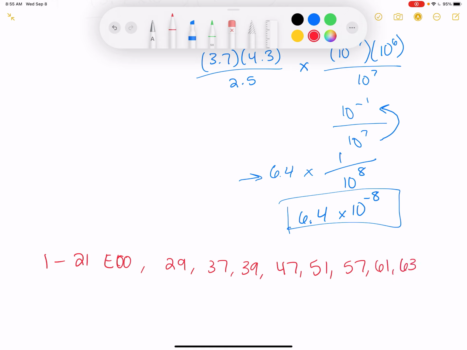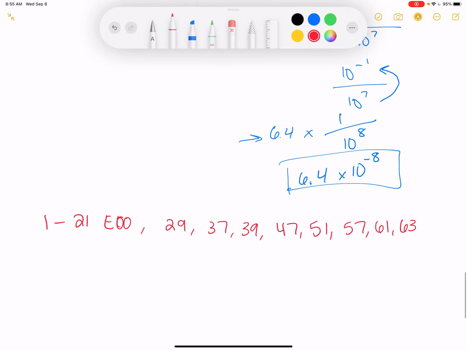Yep, that's definitely what he gave us for homework. We haven't done 47, 51, 57, 60. No, we've done 51, 60. We have done 51. Just not the others.